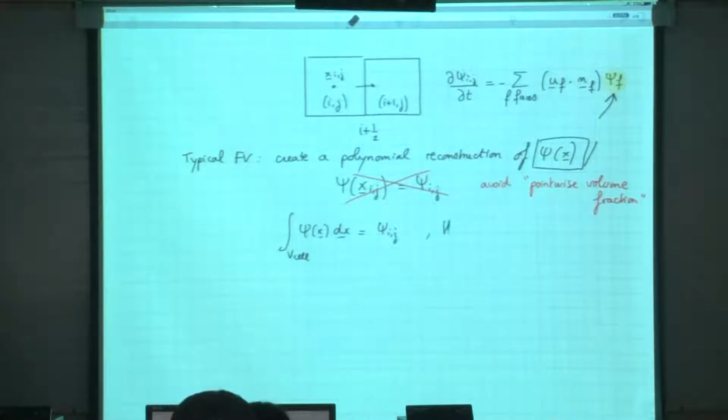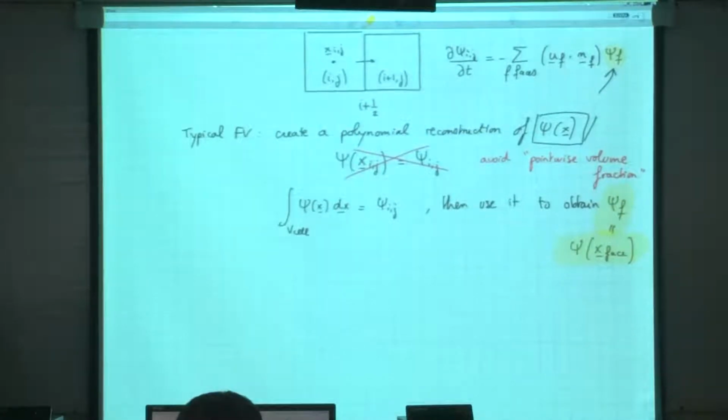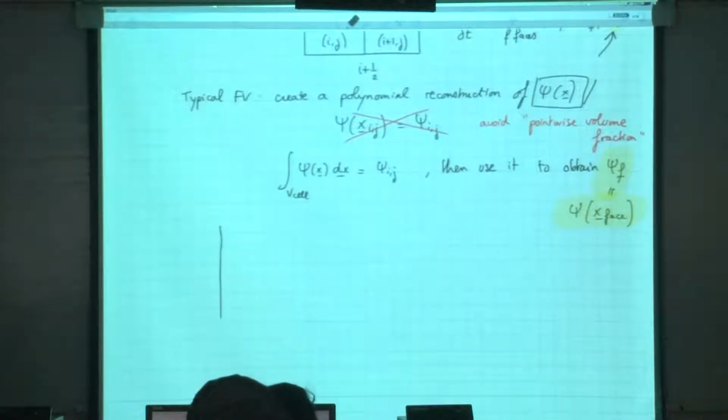That's okay. And then you use it to obtain what's missing, which is psi of the face, which is just psi taken at the location of our cell face. So that's your standard finite volume discretization. The issue is that this breaks down rapidly as soon as we look more carefully at our data set.